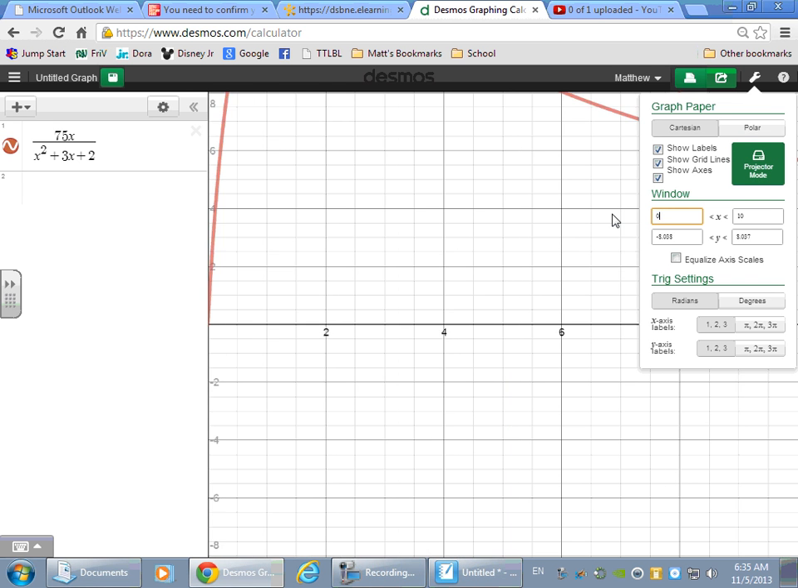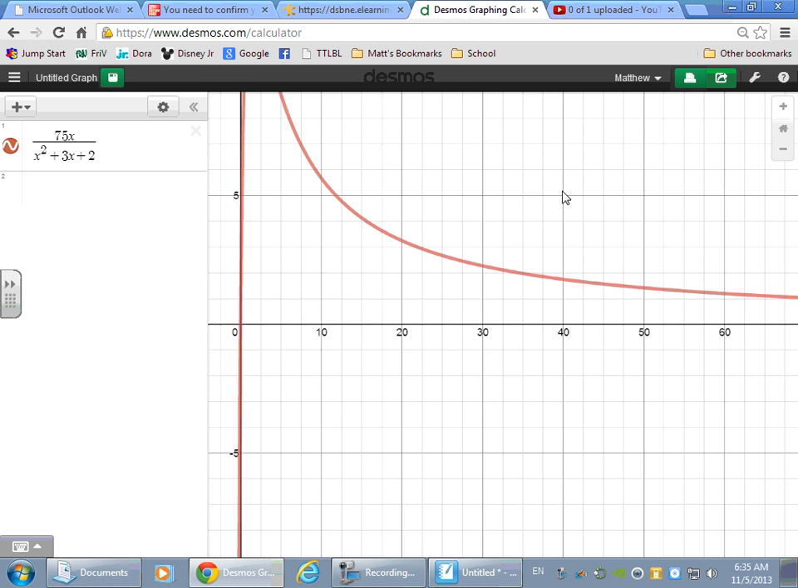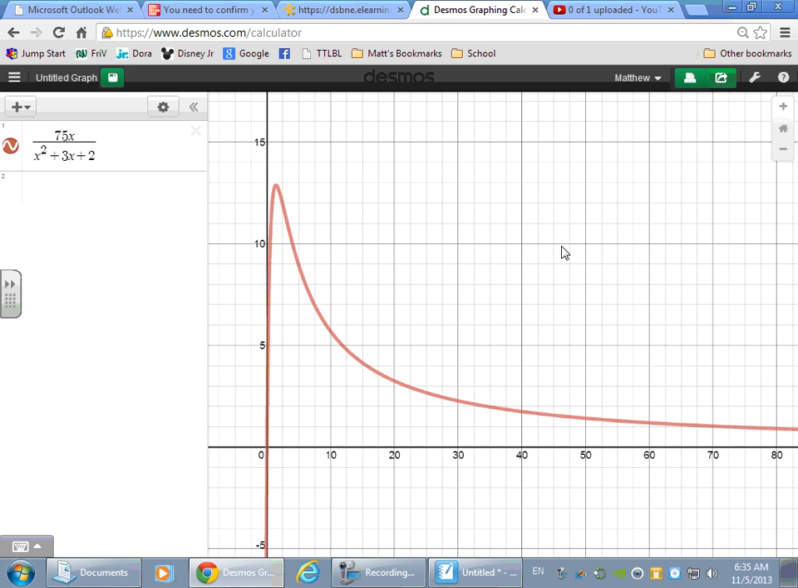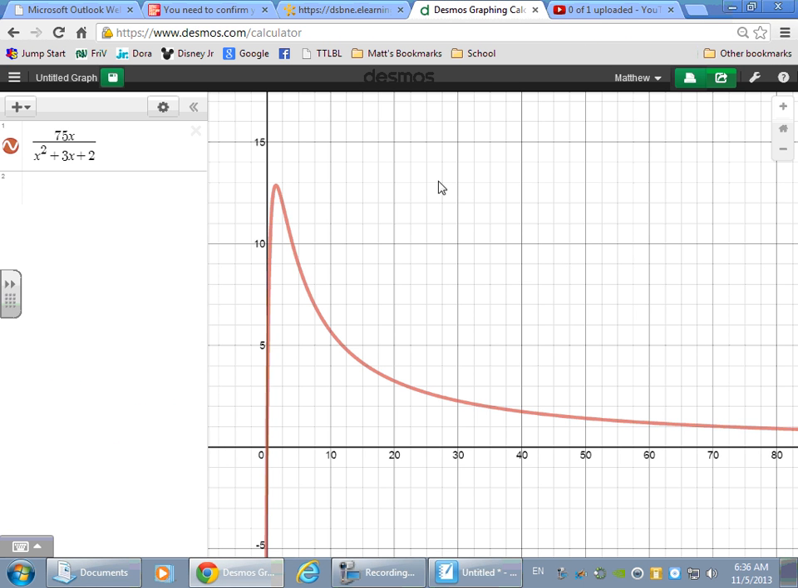And I'm interested really in what happens when x is 0 up to about x, let's say about 65, because I want to be able to see some stuff when I get there. And then if I just scroll this, pull it down, this is essentially the graph that I have. What I'm interested in doing is checking the key points, the two answers that were given to us. The 1.75 years is when the maximum occurs, 1.2 as the maximum, and then the 50 years answer as well. I found that those were not the answers I got.